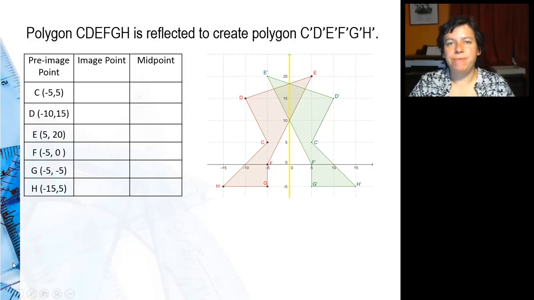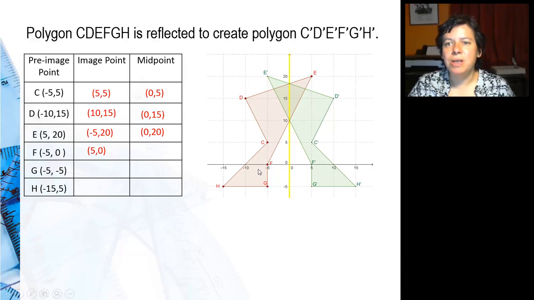So let's go ahead and reflect a polygon, C, D, E, F, G, H, and we're going to go through the exercise of filling out the image and finding the midpoints. So point C, you can see, is at negative 5, 5, and point C prime is at 5, 5. The midpoint halfway between them is at 0, 5. D is at negative 10, 15, and D prime is at 10, 15, and there's the midpoint. So I went ahead and put in the rest of these points to show, you can see there's F, which is right here, negative 5, 0, and 5, 0, and I put in the midpoints.